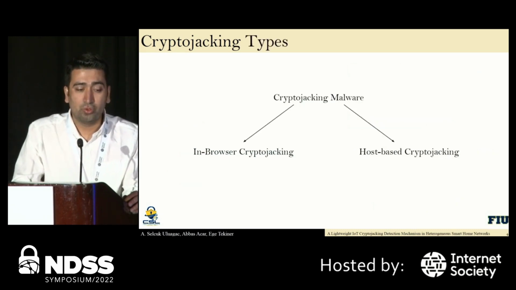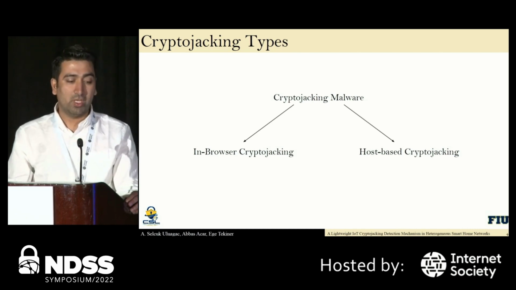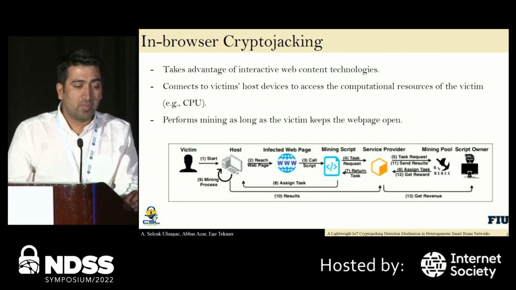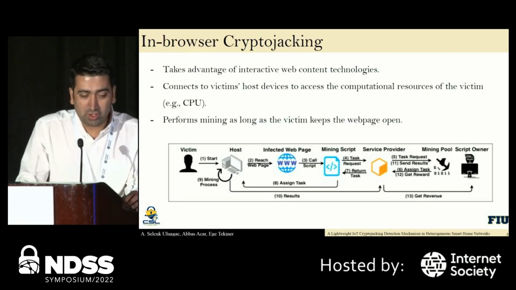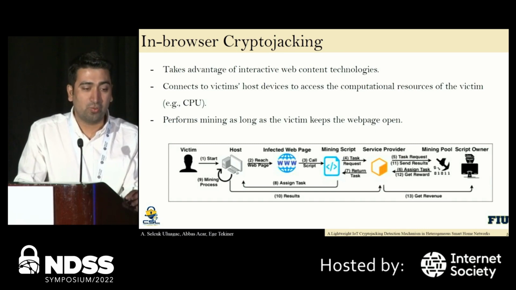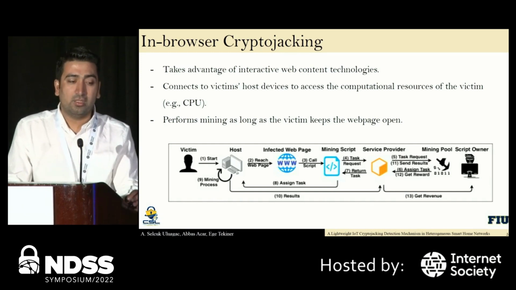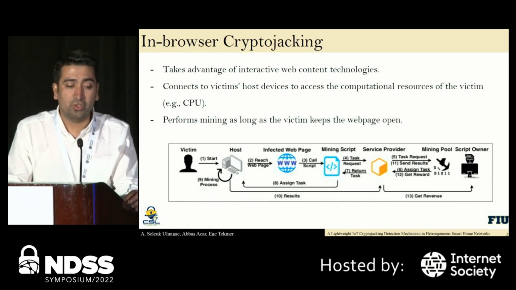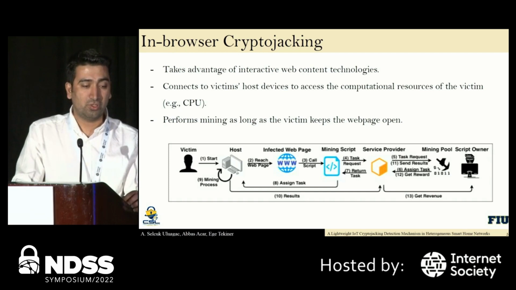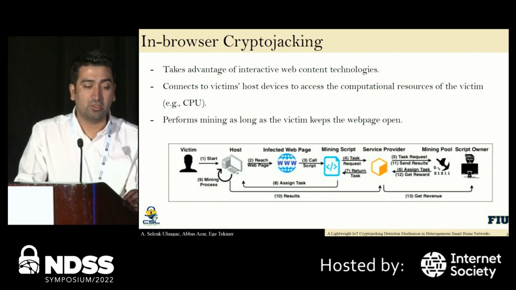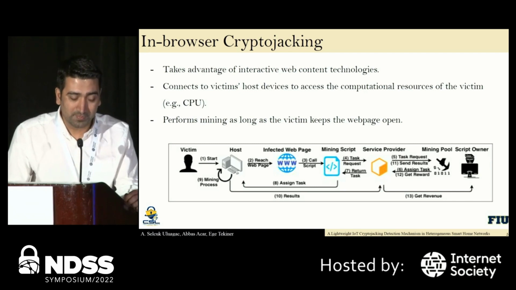And there are actually two types of cryptojacking malware. One is in-browser cryptojacking, and the other one is host-based cryptojacking. In-browser cryptojacking malware takes advantage of interactive web technologies such as JavaScript or WebAssembly, and then it connects to the victim's host device to access the computational resources of the victim, and it performs mining as long as the victim keeps the web page open.